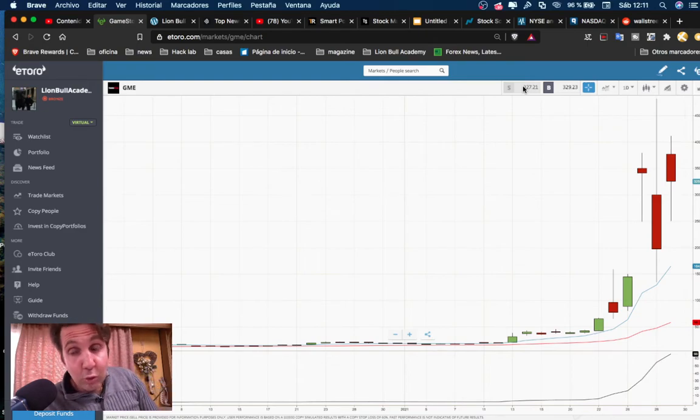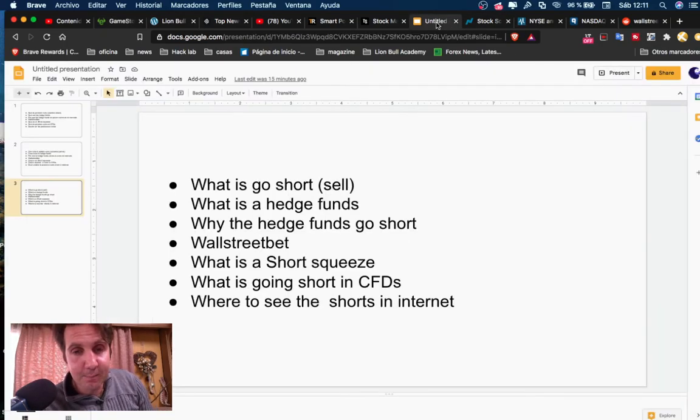So now you also know what a short squeeze is. Let's go to the next point. Sorry, the next one and the last one will be where to see where the shorts are.